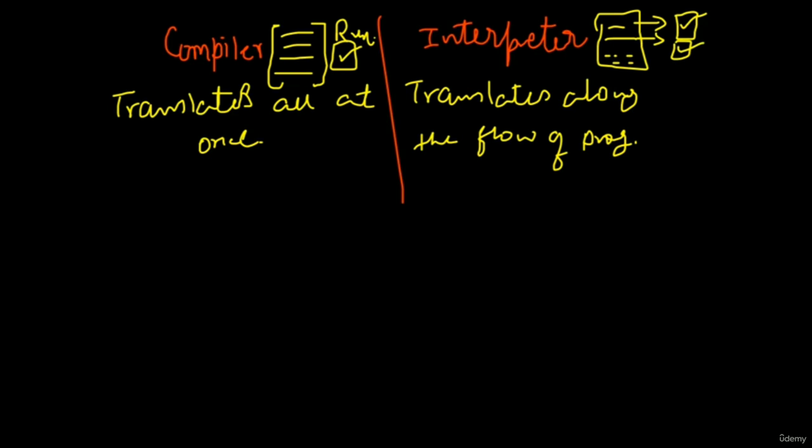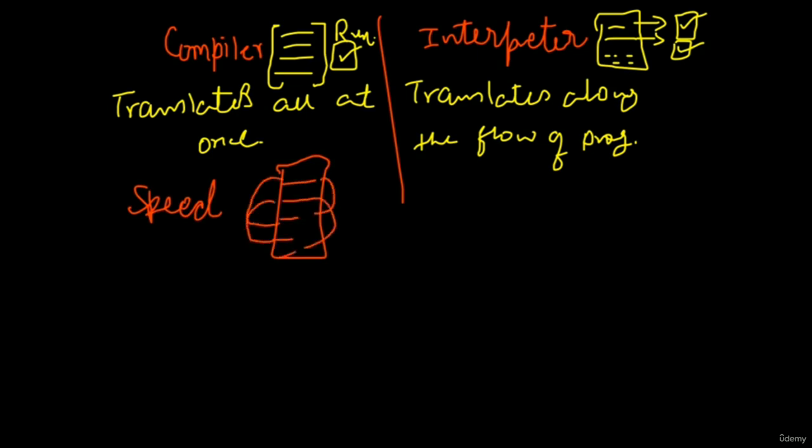So what it actually gives us is speed. The compiler is fast because it knows all the connections that are possible in the flow of the program. But the interpreter, as we can see, is not observing the flow of the program. Instead, it is using one line at a time. So it is comparatively slow.